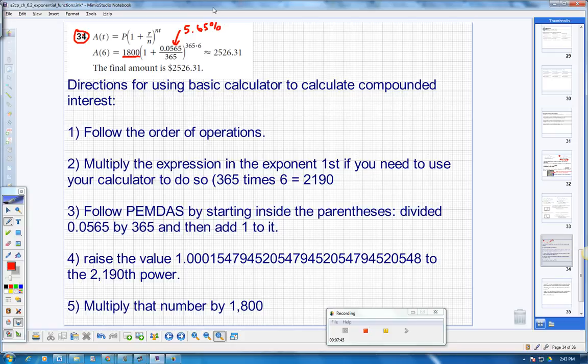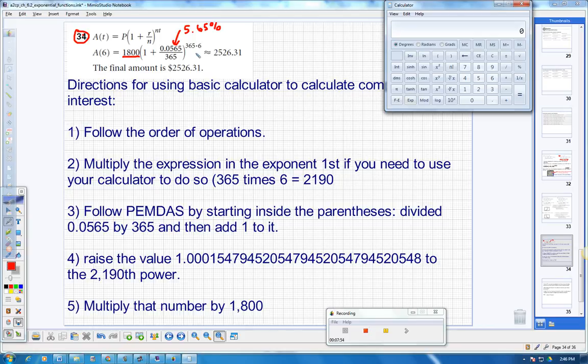So the first thing that I really want to do, if I have a basic function calculator, is I want to multiply that 365 times 6, if I can't do that in my head. So 365 times 6, okay, I'll write that down off to the side, 2,190. Okay, from here, I want to clear my calculator out. I have to follow the order of operations in order to get this correct. So I have to pay attention to the parentheses, right?